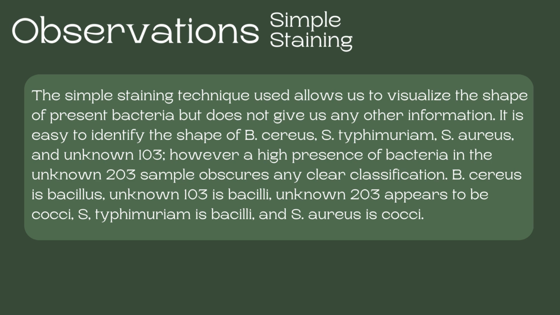B. cereus is bacilli-shaped, unknown 103 and S. diffamerium were also bacilli-shaped, while unknown 203 and S. aureus were both cocci-shaped.